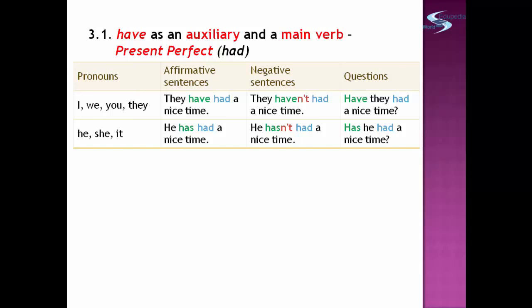If you notice, have and had are not consecutively written in the question form. He, she, it has an example in the affirmative sentence: he has had a nice time. Negative sentence: he hasn't had a nice time. In the question form, again, these are not written consecutively: has he had a nice time?